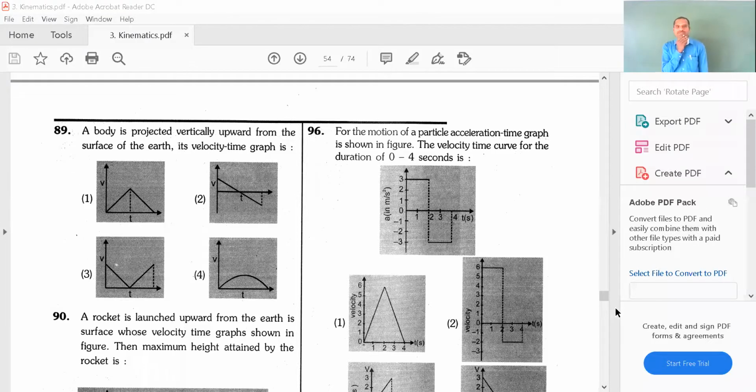So we are moving on to question number 89. A body is projected vertically upward from the surface of the earth. Its velocity time graph is... Four options they have given. What is the velocity and time graph?